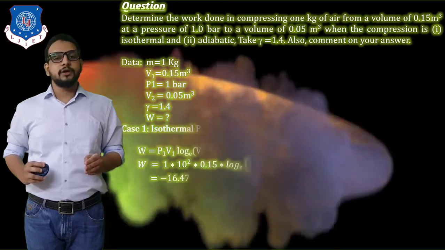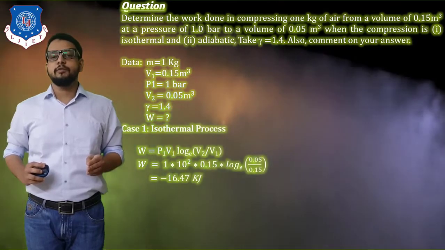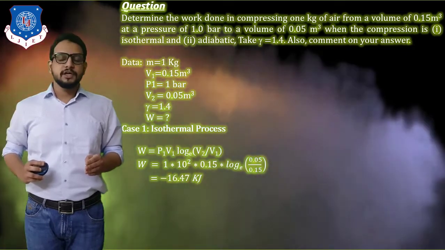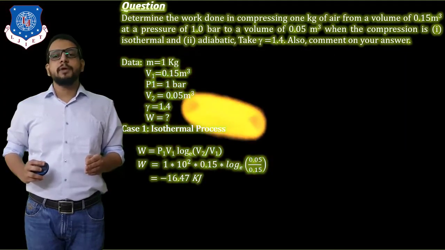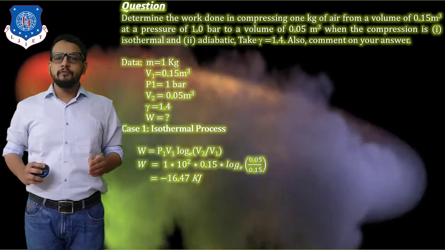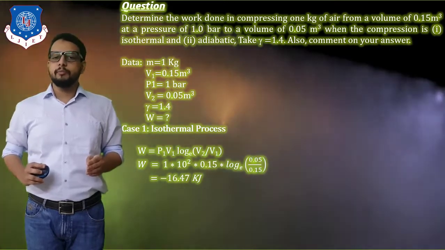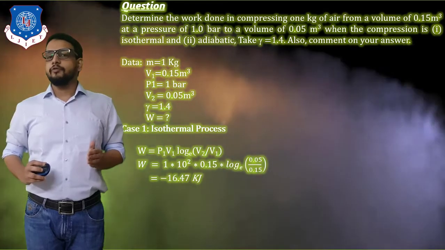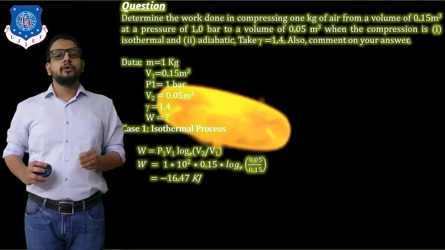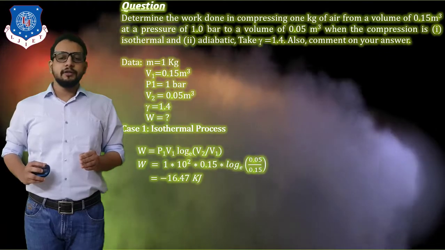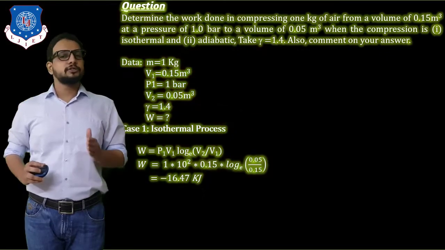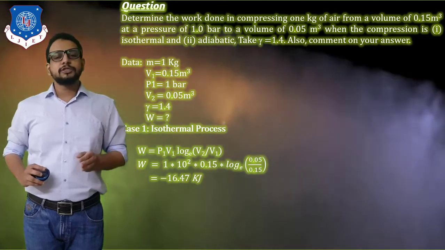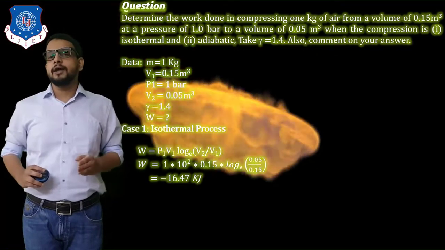So considering case 1, that is the isothermal process. Now what is the equation to determine work done for an isothermal process? We would say that W is equal to P1 V1 ln V2 by V1, or log V2 by V1 to the base e. Now first of all, you need to see whether the requirement of the formula is satisfied or not. P1 is given in the data, V1 is also given, and V2 is also mentioned in the data.